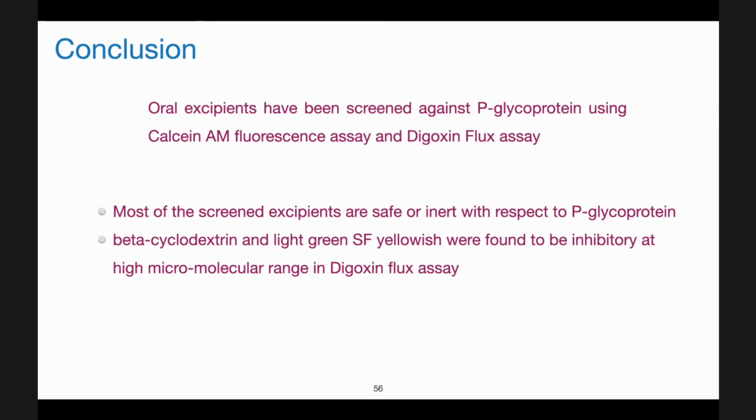So here is the conclusion: we have screened this whole library of oral excipients against P-glycoprotein using the calcein fluorescence assay and the digoxin flux assay.